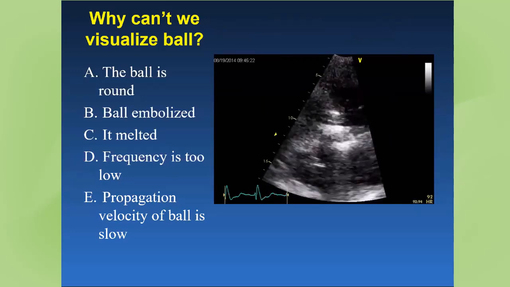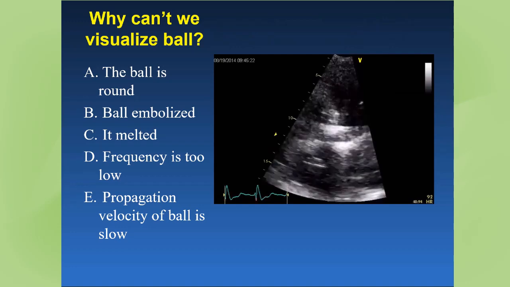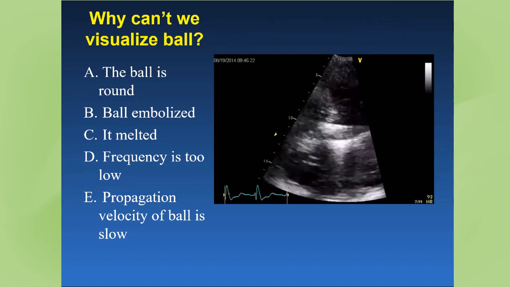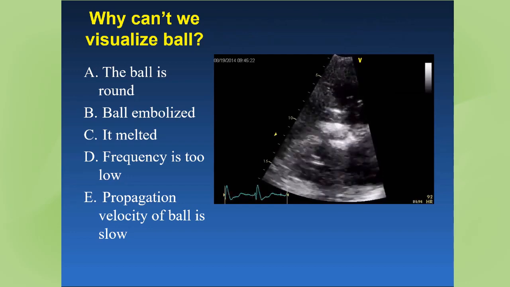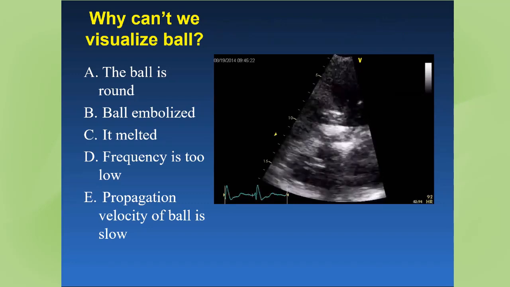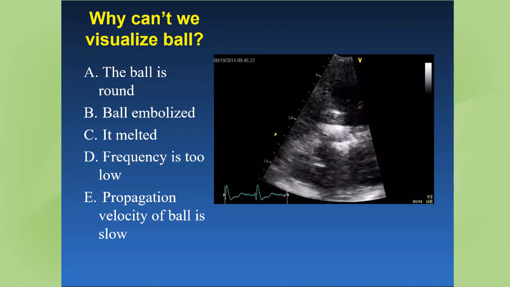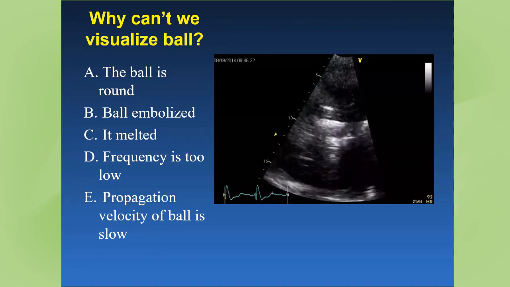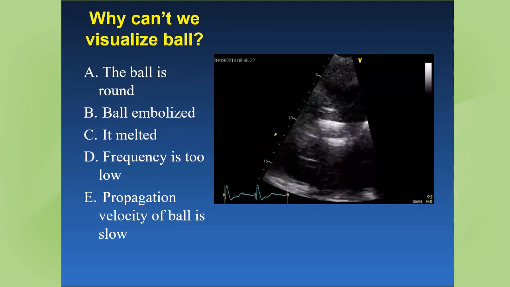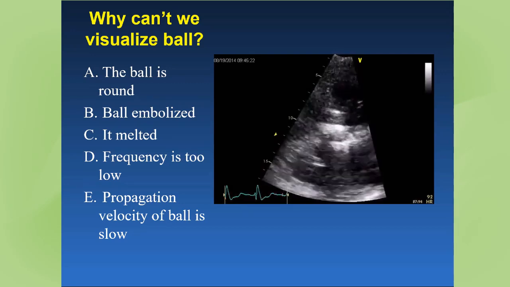Here are the choices for you. A, the ball is round, and so we can't see it. B, the ball embolized, so we better be looking elsewhere for this ball. C, it melted because it's so old and the blood was so warm that it melted away. Or D, the frequency is too low. Those wavelengths are so long, they're just going right around the ball and not even bouncing against the ball. Or E, the propagation velocity of the ball is slow. Think of the answer that you'd like to choose.